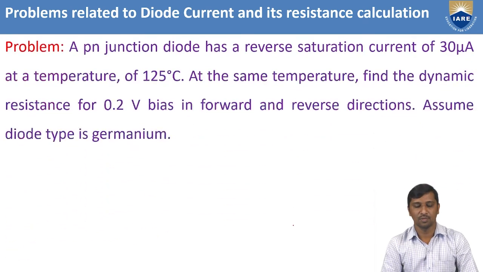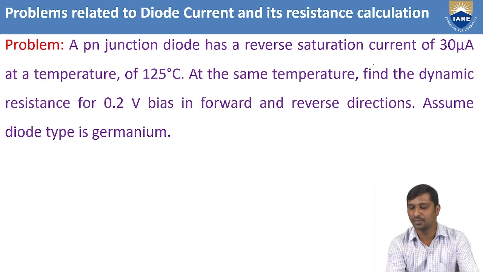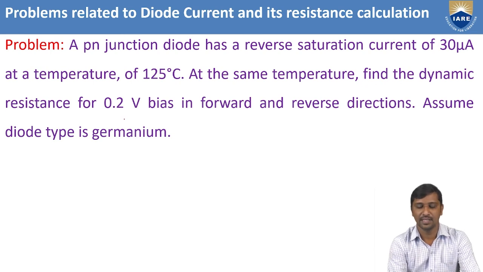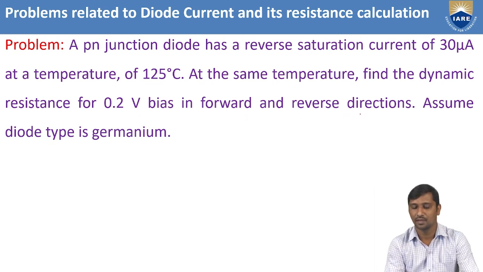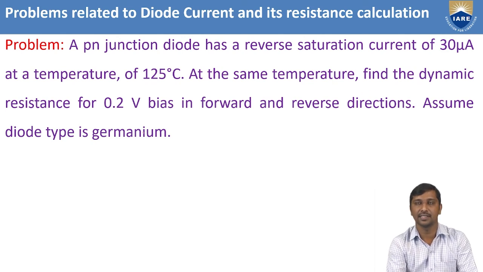Now see another problem. A PN junction diode has a reverse saturation current of 30 microamperes at a temperature of 125 degrees centigrade. At the same temperature, find the dynamic resistance for 0.2 volts bias in the forward and reverse directions, and assume the diode type is germanium. So again we need to find the dynamic resistance based on these statements.